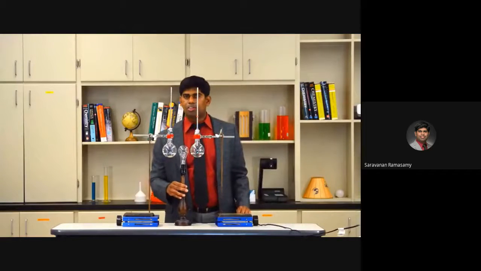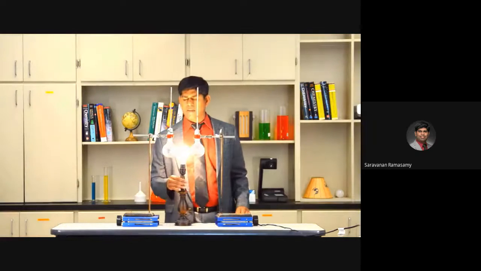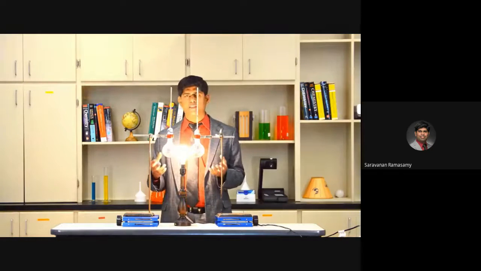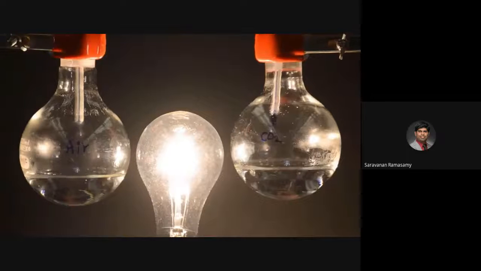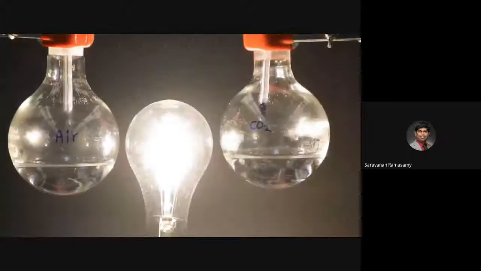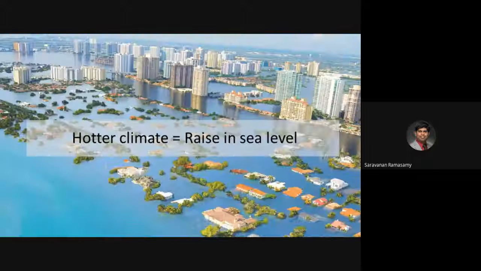Here comes our sun. Now let's see how the temperature changes in each flask. After about 45 minutes, you can see the temperature in this flask with the regular atmospheric air is about 46 degrees centigrade, and the temperature in this flask with excess of carbon dioxide is about 50 or 51. So there is a difference of 5 degrees centigrade.